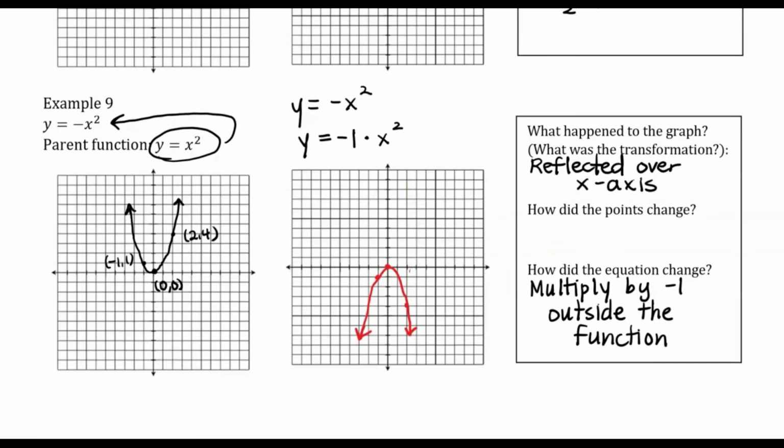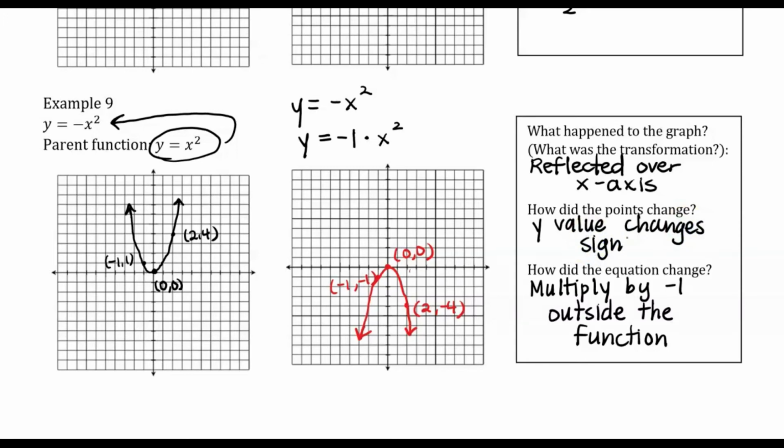What's happening to our points? Well, 2, 4 went down to 2, -4. 0, 0 stayed at 0, 0. But -1, 1 went to -1, -1. So in all of these points, the x value is staying the same. But what's changing is the y value. And how it's changing is the y value is changing sign. So the y values are being multiplied by -1.